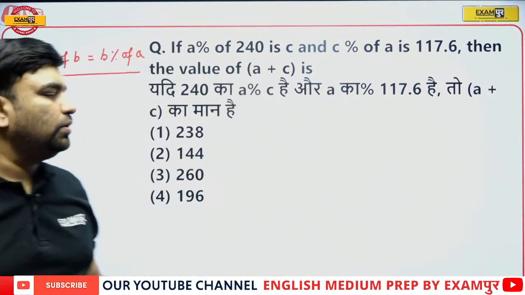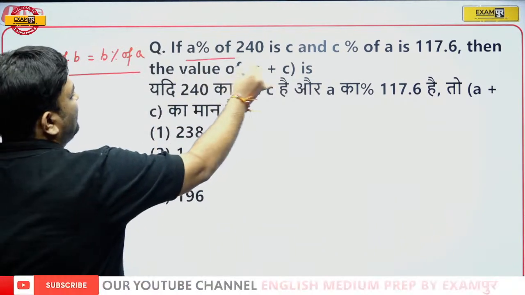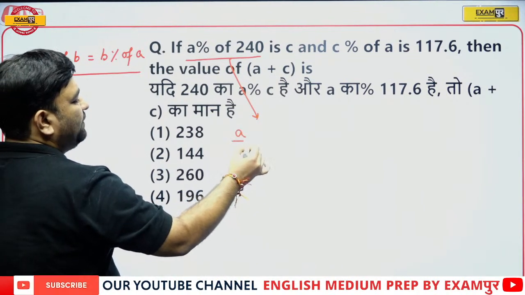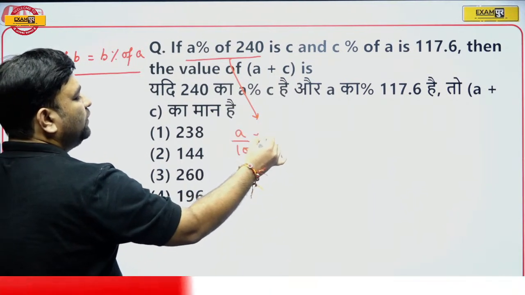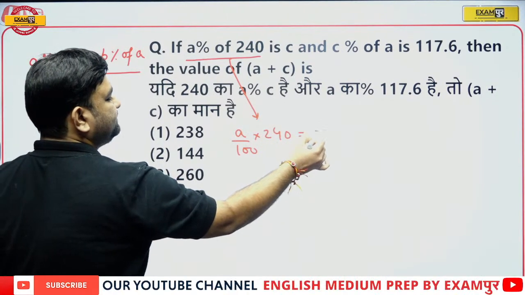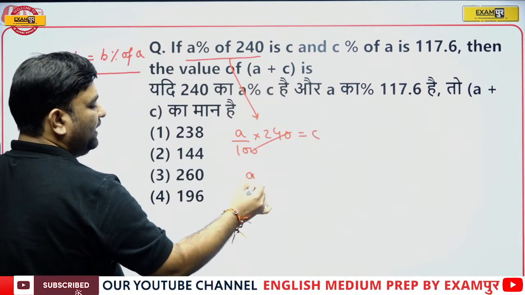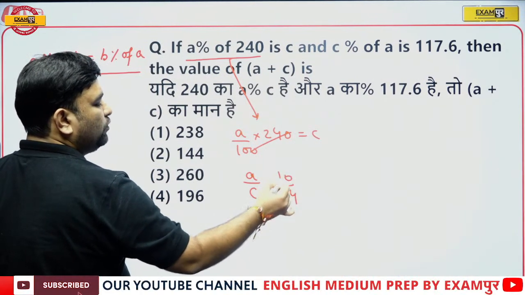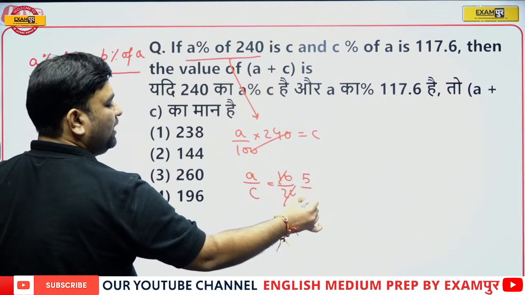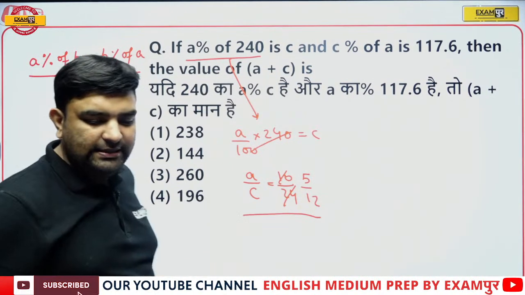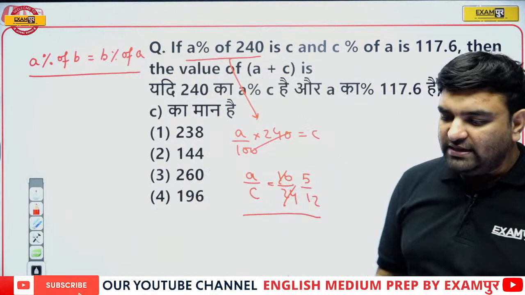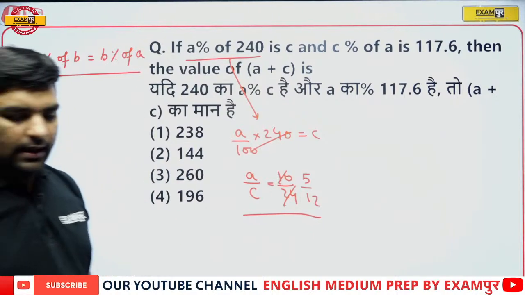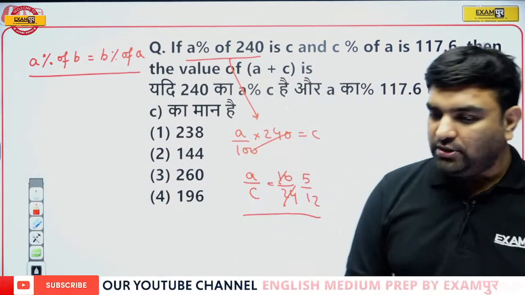However, that is not too high a point. So we can say, sir, A% means A by 100 of 240 is equal to C. Simplify and find out A by C. A by C is 10 by 24, or you can say A by C is 5 by 12. What is the value of A by C? It is coming out as 5 by 12.